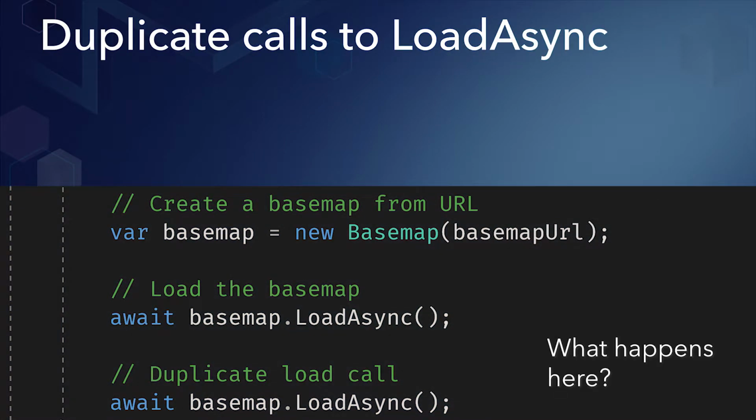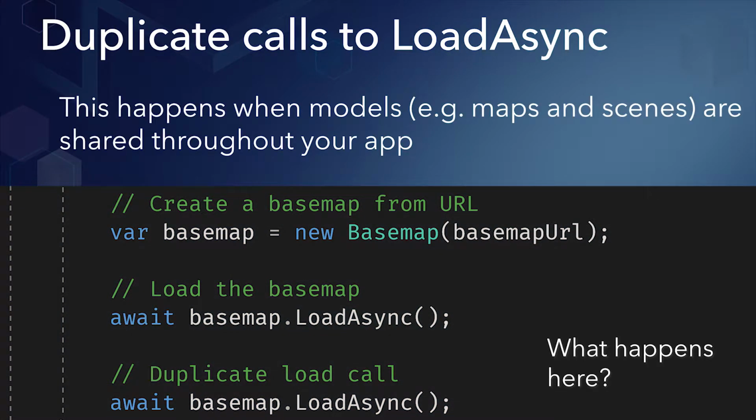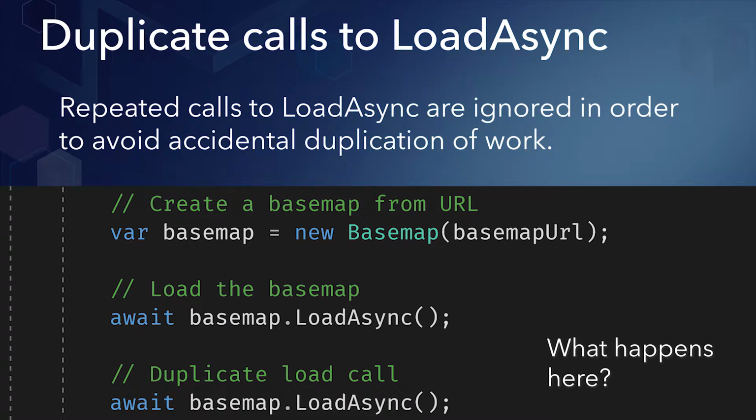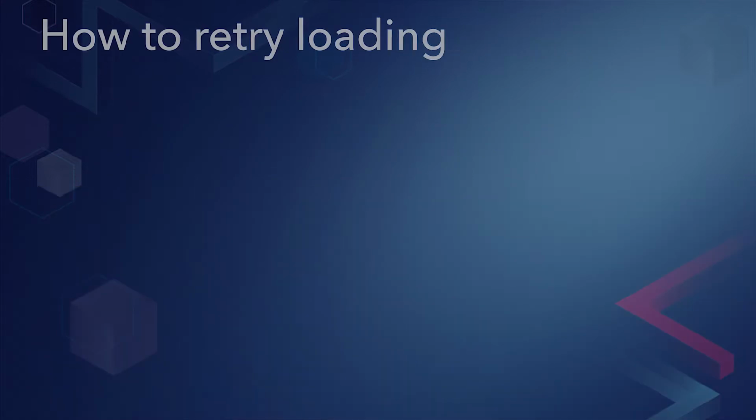What happens if you call load async again? While this example is contrived, many real-world apps will share model objects, like maps and scenes, throughout the app, and you don't want to reload objects if you don't need to. Let's see what happens when you call load async again. Nothing. If the load is already in progress, the load continues. If the item has loaded or failed to load, it remains in that state.